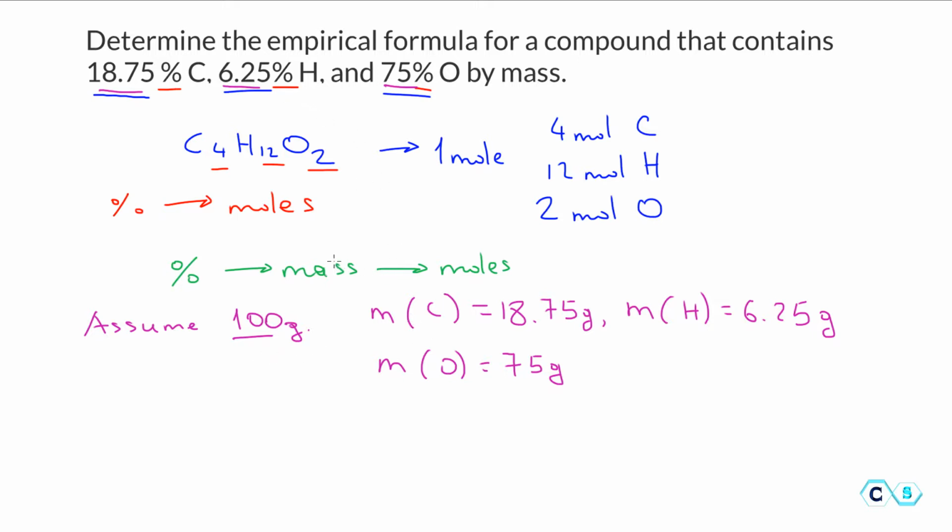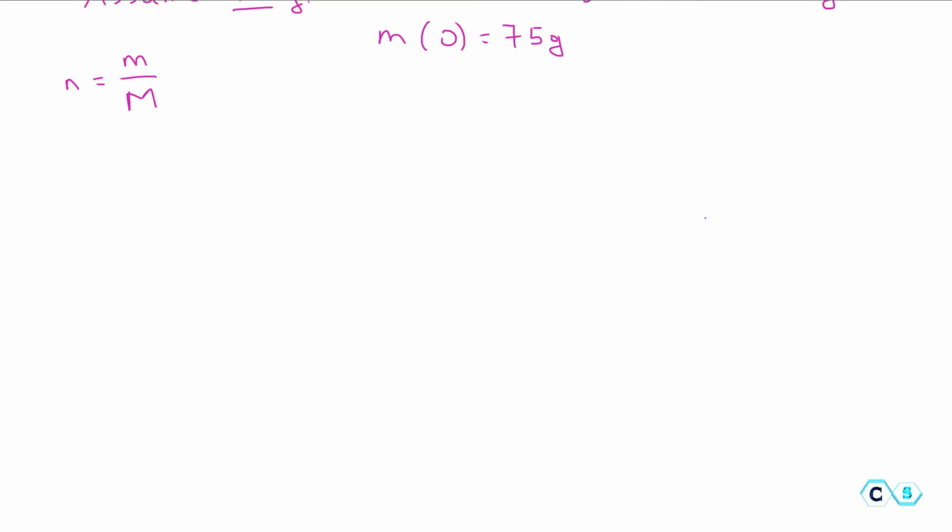And then after that, we have one more step to do: go from the mass to moles. Well, how are we going to do it? We need to use this formula. We know that the moles are equal to the mass over the molar mass. And so knowing this, we can do the calculations and determine the moles of each element.